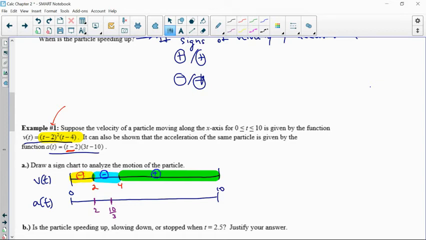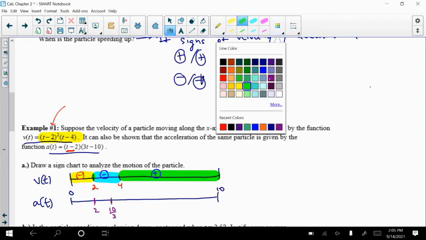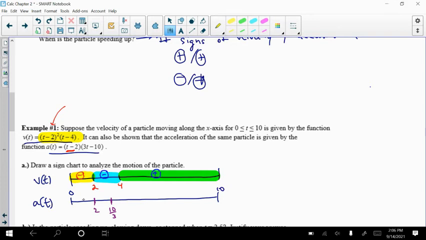So again, velocity by itself does not tell me it's speeding up. It just tells me a direction. So I'm moving left, and then I'm moving to the right. And at each of these times, I'm momentarily pausing, and then either moving to the left or the right. Now, we need to match up acceleration as well. So now I'm going to pick a representative down in this region right here. So again, maybe pick 1, put it into the acceleration function, which is right there.